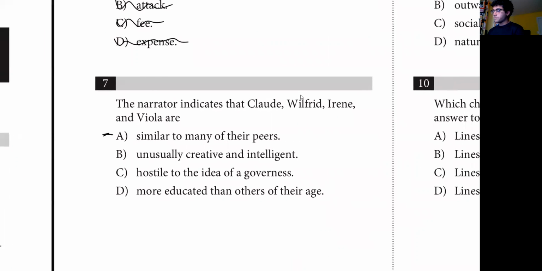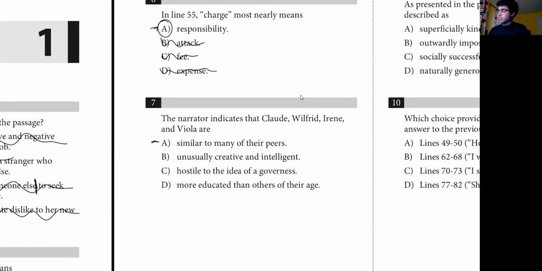Unusually creative, intelligent. Remember, this applies to all of them, right? Not if one kid is creative and intelligent and everyone else is just normal. You can't select that answer choice because this concerns all the kids, not just one, right? So B is not right.